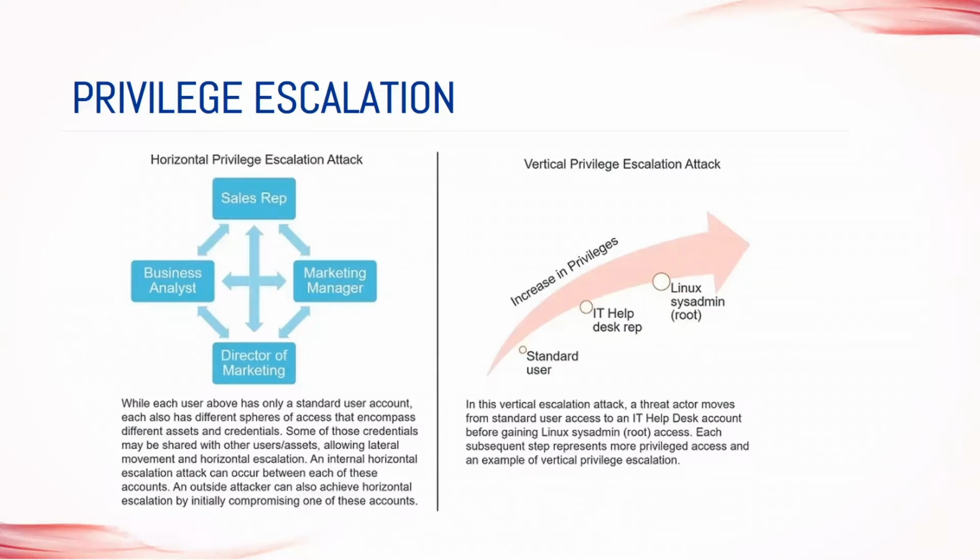The next one is vertical privilege escalation. That is, you are a standard user, you go and intrude into a company, and your privilege escalates from one state to another. You are a normal user, you gain access to the system, then your privilege is elevated to the help desk associate, and then it goes to the administrator level. And this is what you call vertical escalation.